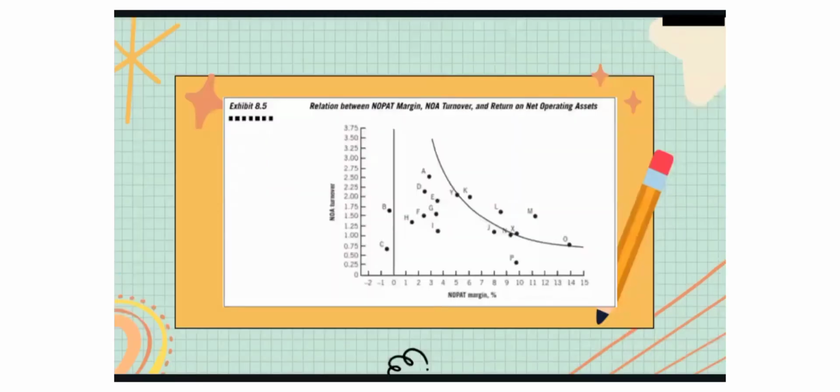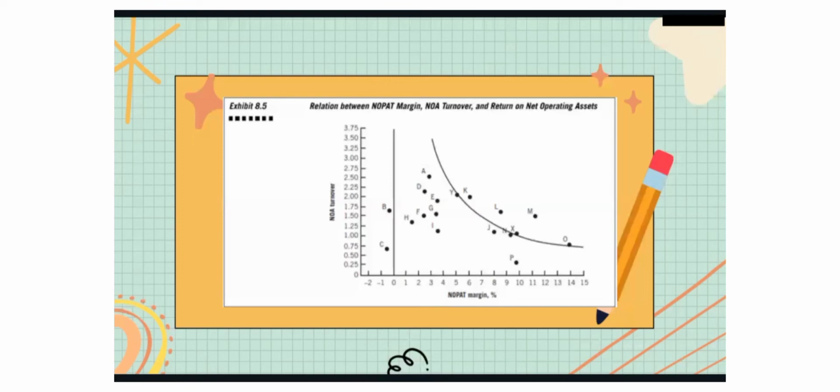So in exhibit 8.5, we see a curve about the relation between operating margin, NOA turnover, and return on net operating assets. This data is also according to the previous data in exhibit 8.4. This curve portrays the relation between operating margin on the horizontal axis and NOA turnover on the vertical axis. This curve traces all the combinations of operating margin and NOA turnover yielding a constant return on net operating assets.